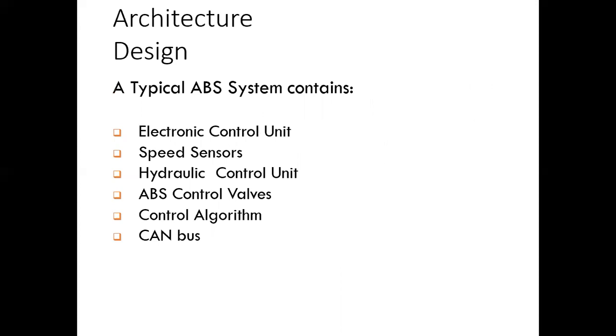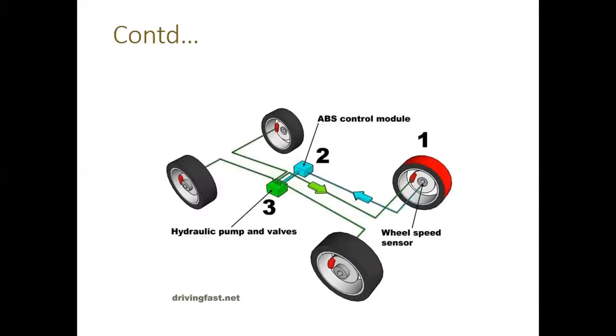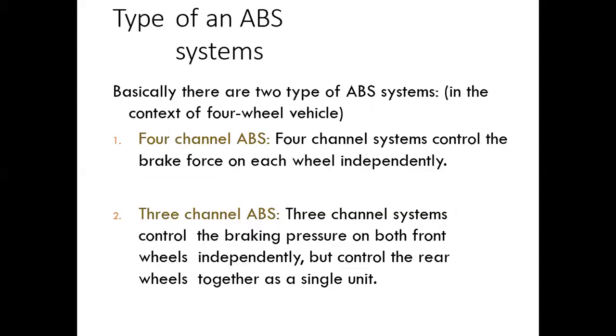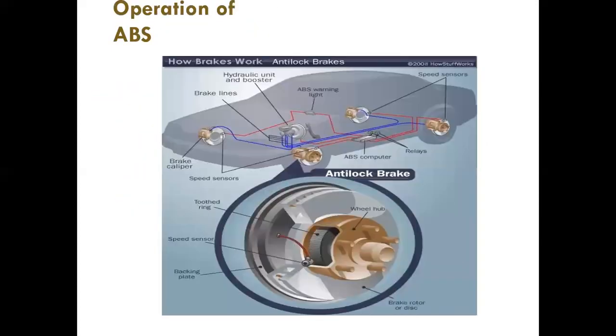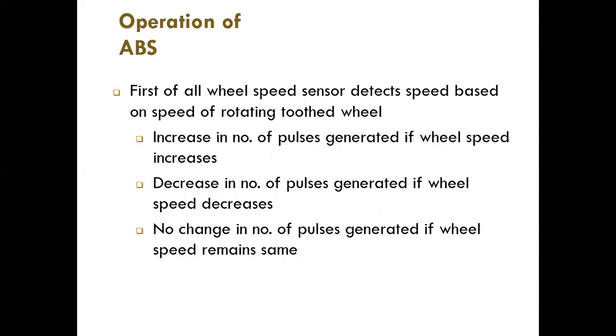These are the architecture of the ABS. The ABS control module will be connected to the hydraulic pump and valve. The speed sensor data will be given to the ABS control module. First of all, the wheel speed sensor detects the speed based on the speed of the rotating toothed wheel. The number of pulses generated increases if wheel speed increases, decreases if wheel speed decreases, and there is no change in the number of pulses generated if wheel speed remains the same.